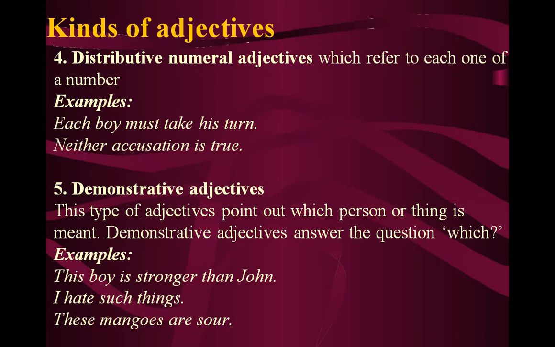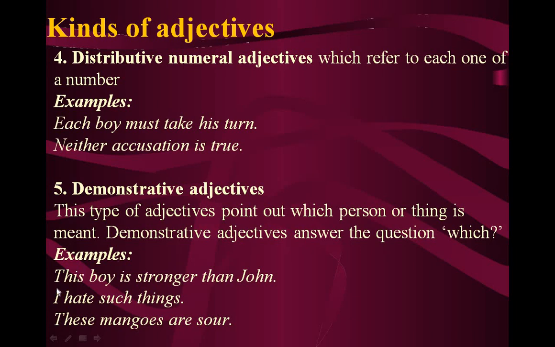And the next one is demonstrative adjectives. This type of adjectives points out which person or thing is meant. Okay, and demonstrative adjectives are always used when we point out someone or something. The four words are this, that, these, those. These are demonstrative words when we point our finger at something. Okay, all right, so they also answer the question which.